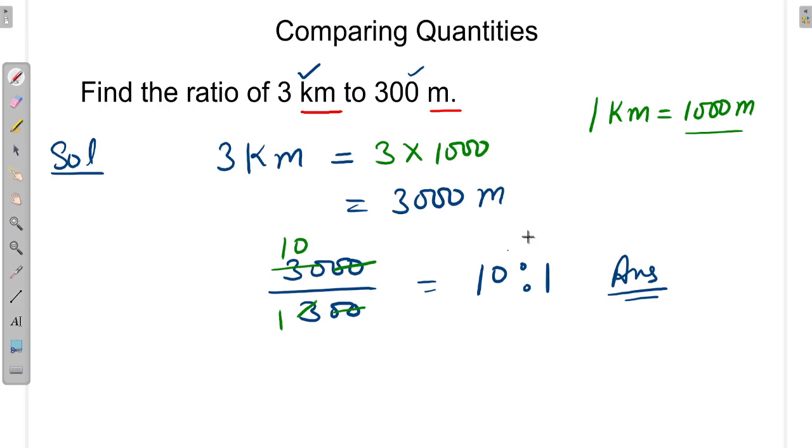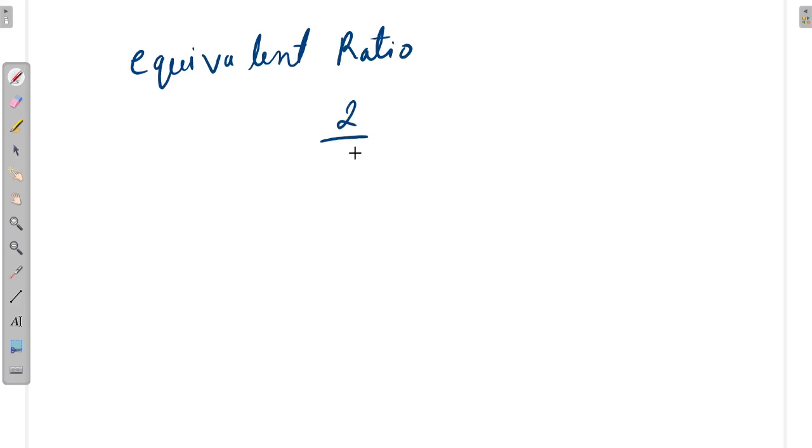Now the next topic is equivalent ratio. For example, we have the ratio 2 is to 3, 2 upon 3, which I have written. How do we convert this ratio into an equivalent ratio?